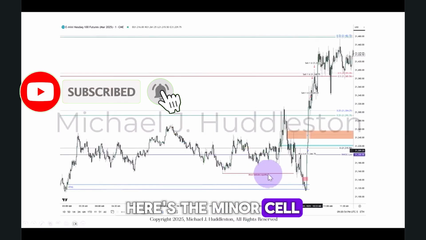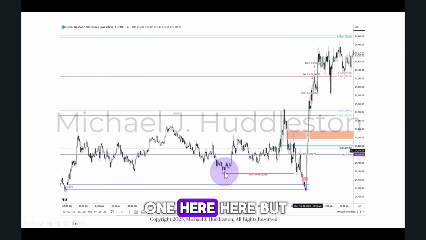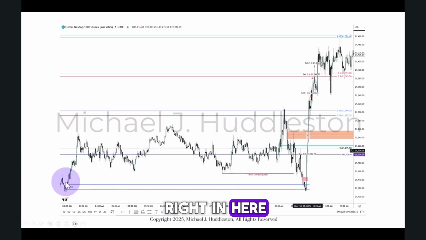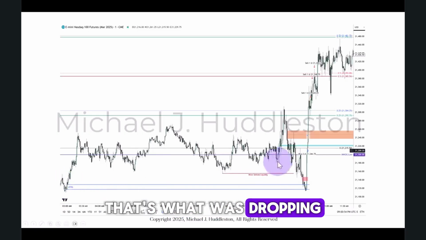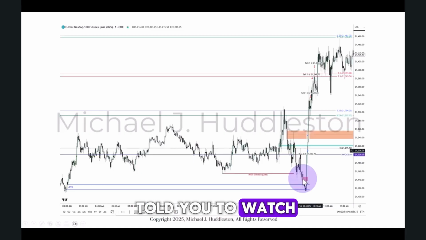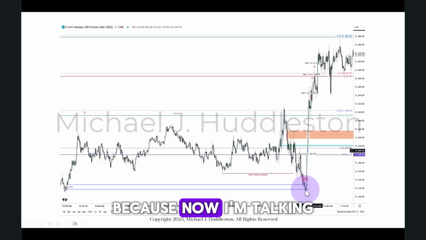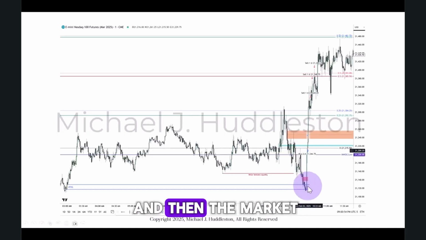Here's the minor sell side liquidity pool I was highlighting in the channel. There was a small one here, but right in here, this is a bullish fair value gap. That's what was dropping down. And once it goes below here, that fair value gap I told you to watch in real time, it dropped down into that. And that's why I said screenshot that, because now I'm talking about it. You can hear it. And then the market rallied higher.